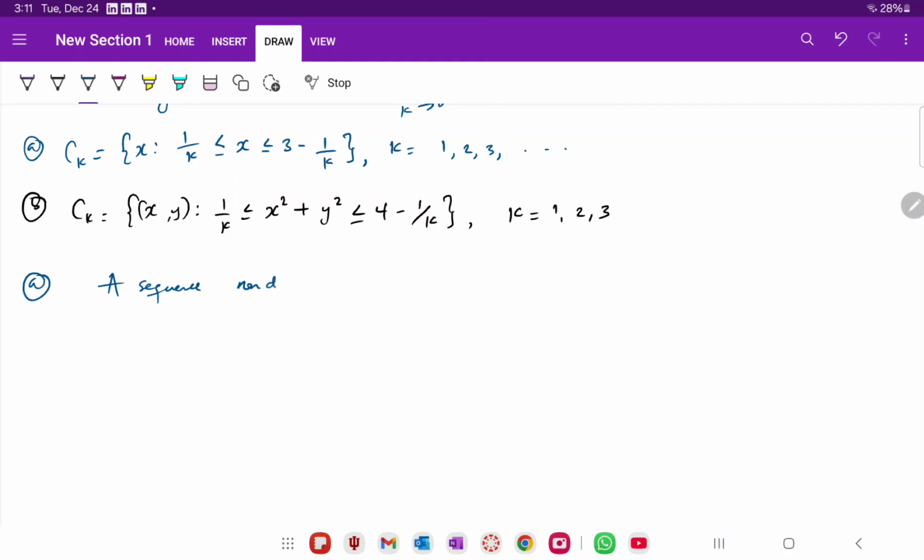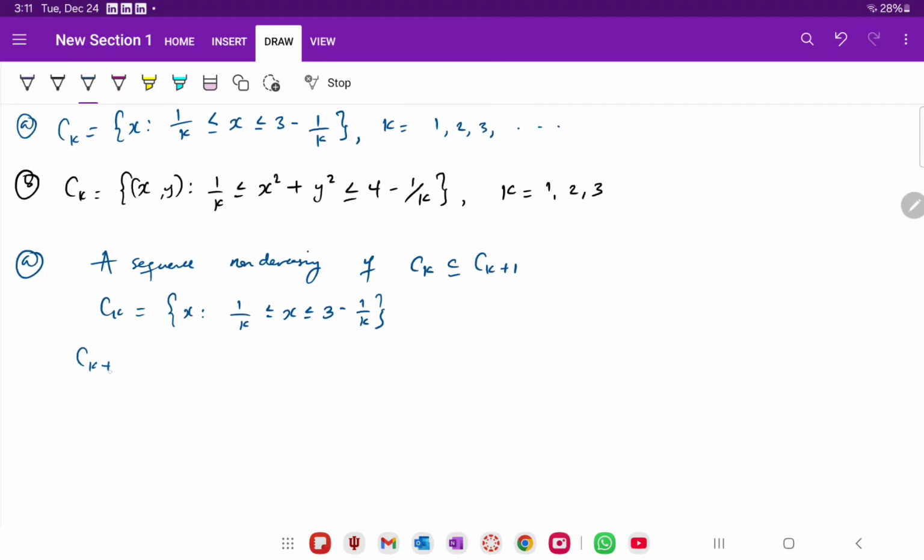A sequence is non-decreasing if Ck is a subset of Ck plus 1. If you check, our Ck is given to be x such that 1 over k is less than x less than or equal to 3 minus 1 over k. Then our Ck plus 1 will be x such that 1 over k plus 1 is less than x less than 3 minus 1 over k plus 1.